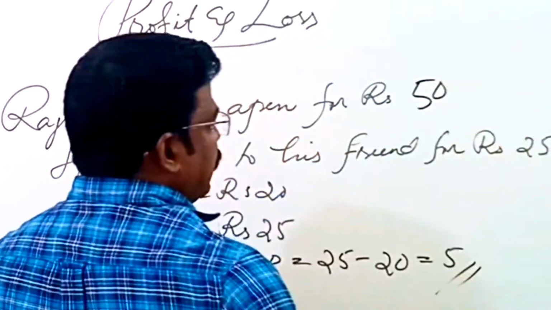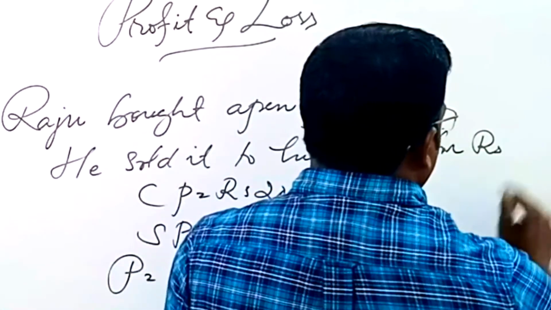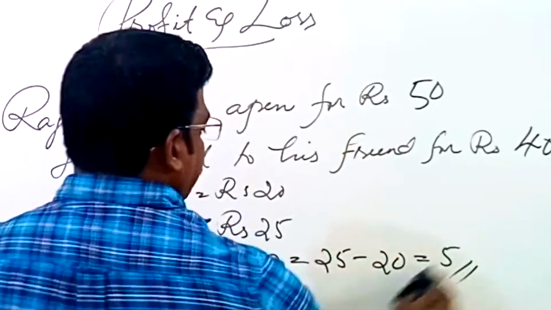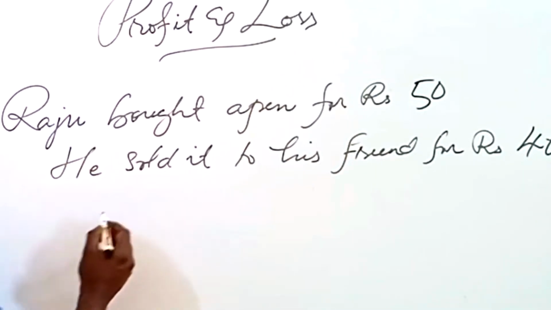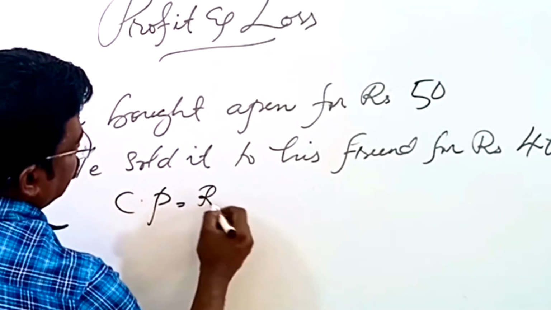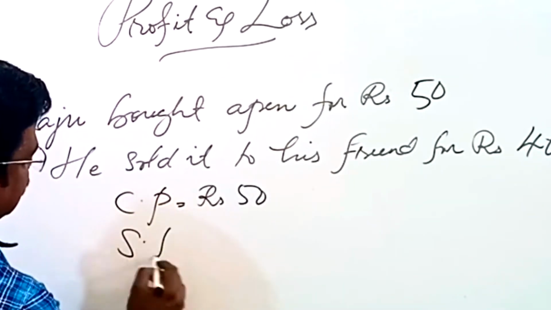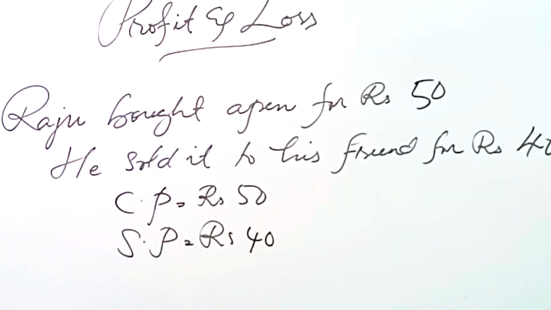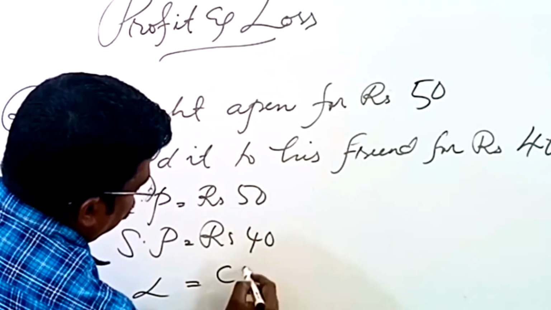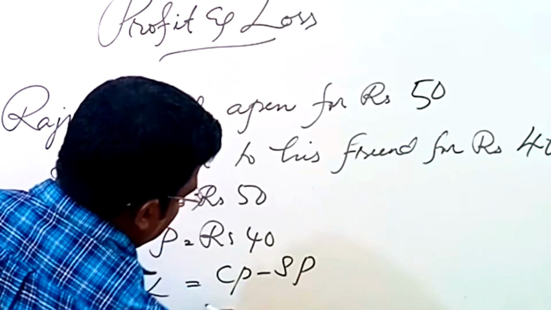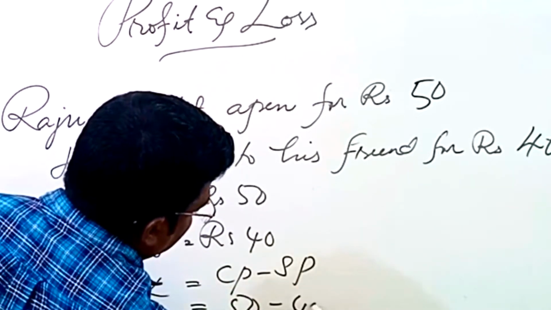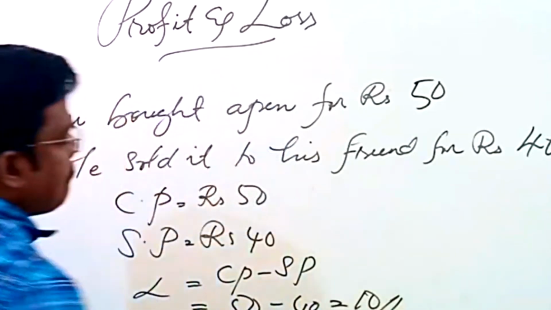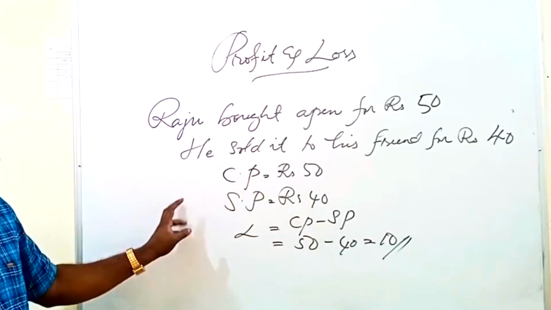In the same case, if he bought that pen for 50 rupees and he sold it for rupees 40, the cost price is rupees 50 and selling price is rupees 40. So which one is greater here? Here cost price is greater. So there is a loss. So loss equals cost price minus selling price, that equals 50 minus 40, that equals 10 rupees. So here he made a loss of 10 rupees.